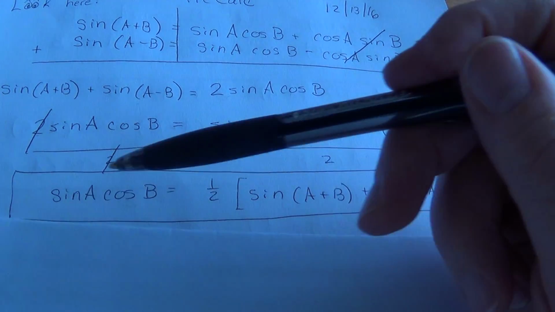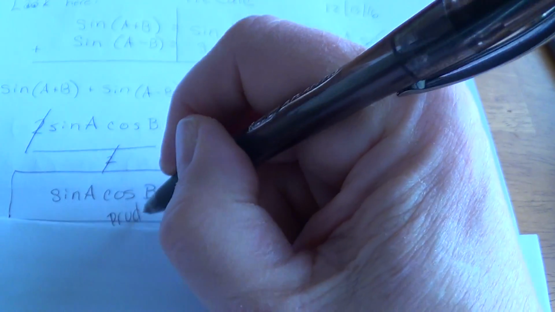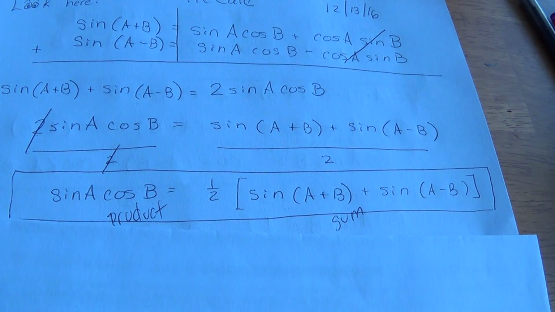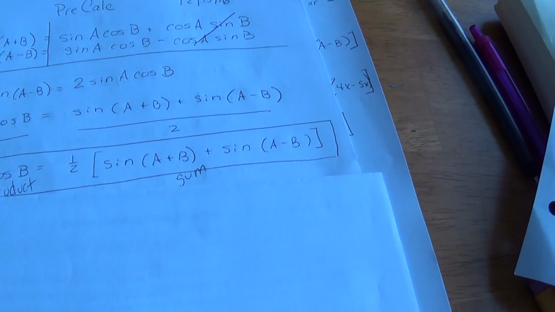Notice it starts with a product, 2 things that are multiplied together, and it ends with a sum. Alright, again, we're totally in pre-calculus study here. Alright, need to do that in calculus one day.